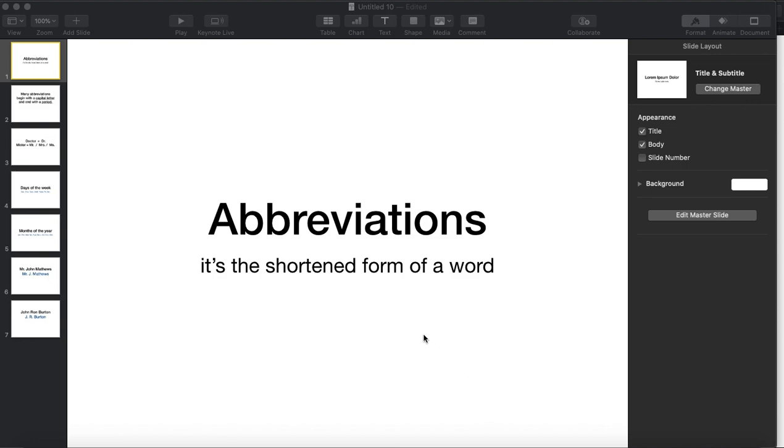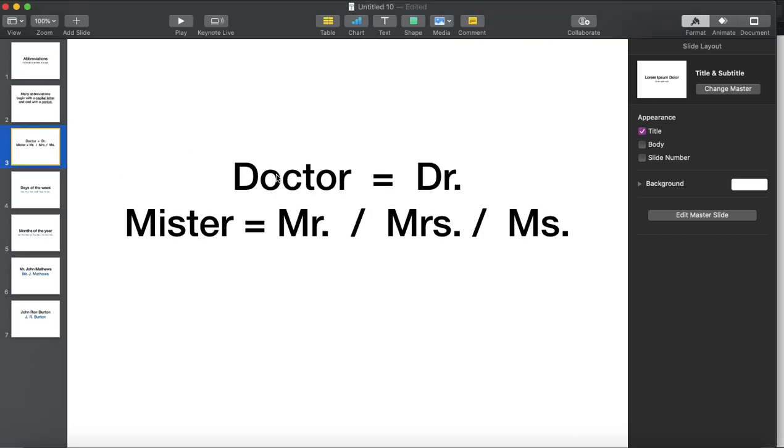Today we're going to have a new grammar lesson: abbreviations. Now, what are abbreviations? An abbreviation is the shortened form of a word. For example, the word doctor, I can make it short and write it down D R. I capitalize the first letter and I add a period. So the shortened form of the word doctor is Dr. with a period. It's an abbreviation for the word doctor.